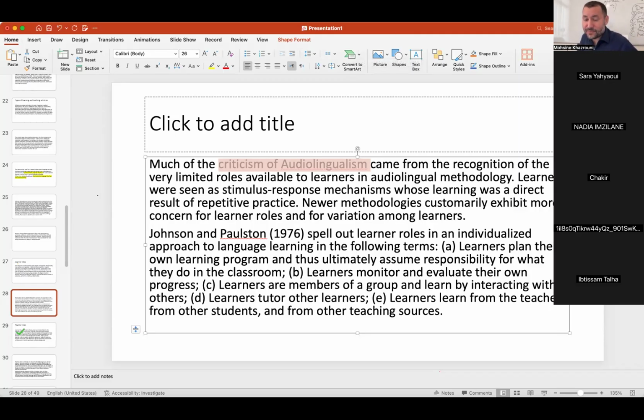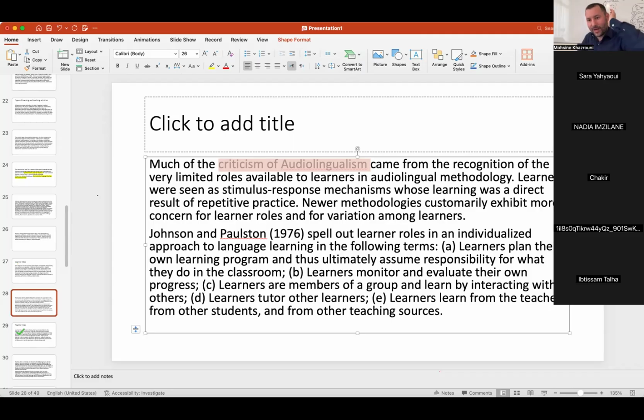And also, learners should learn from the teacher, from other students, and from other sources. Nowadays, you can give them some software, some applications, digital tools, because they are comfortable with those sources. They will not listen to you, but maybe they will listen to some audios or visual aids or applications.